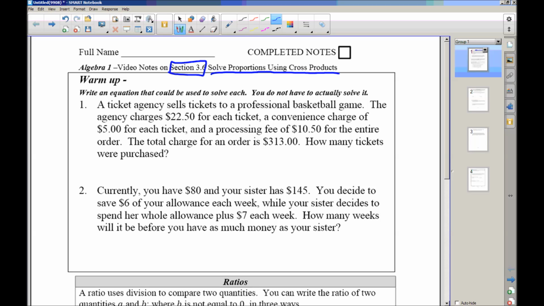Alright, so for your warm up, write an equation that can be used to solve each. You do not actually have to solve it. We're just going to write an equation that could be used.